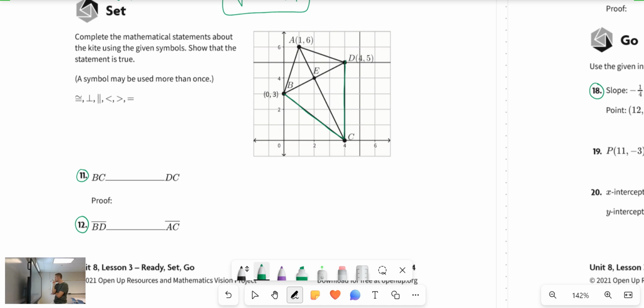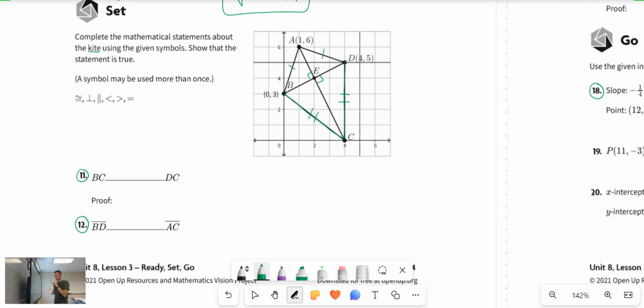We're talking about a kite. In a kite, we know that these two will be congruent and these two will be congruent. And it's also a property of a kite that there are going to be right angles where the diagonals intersect. But let's assume we don't know that.